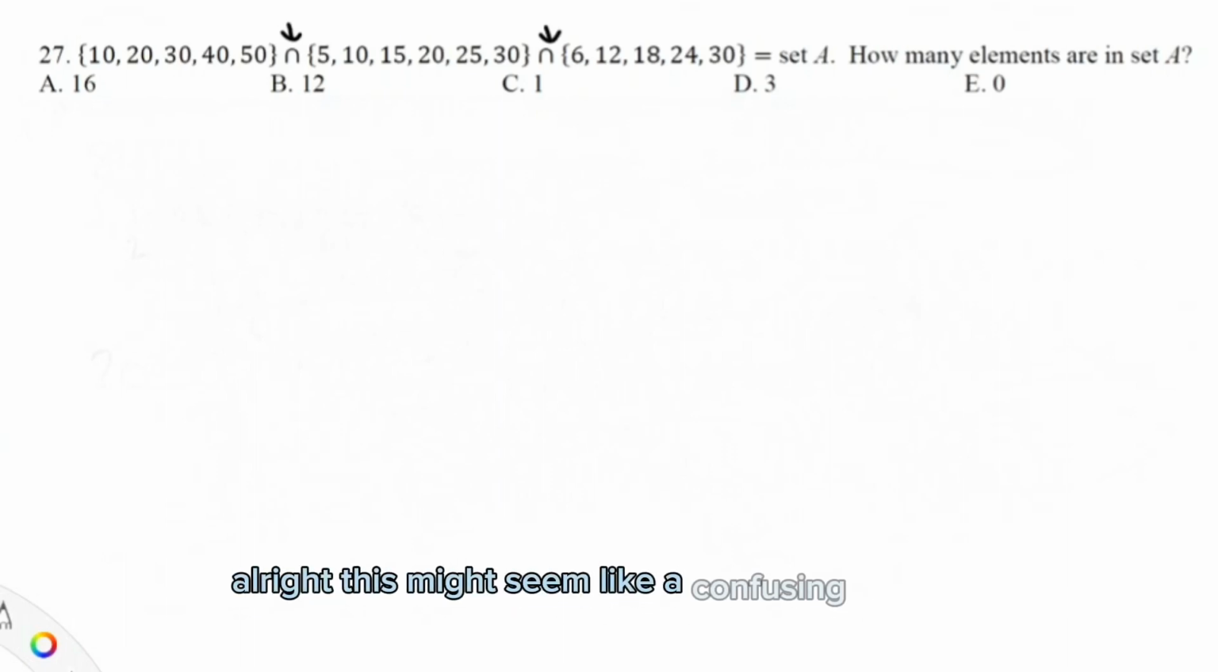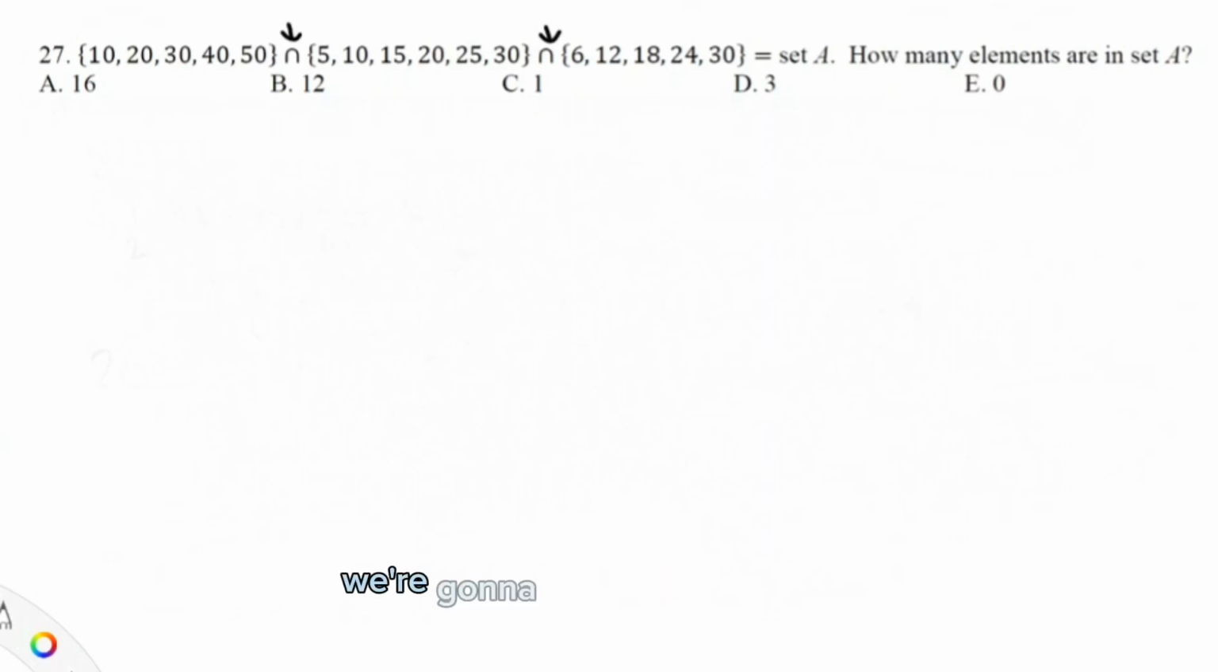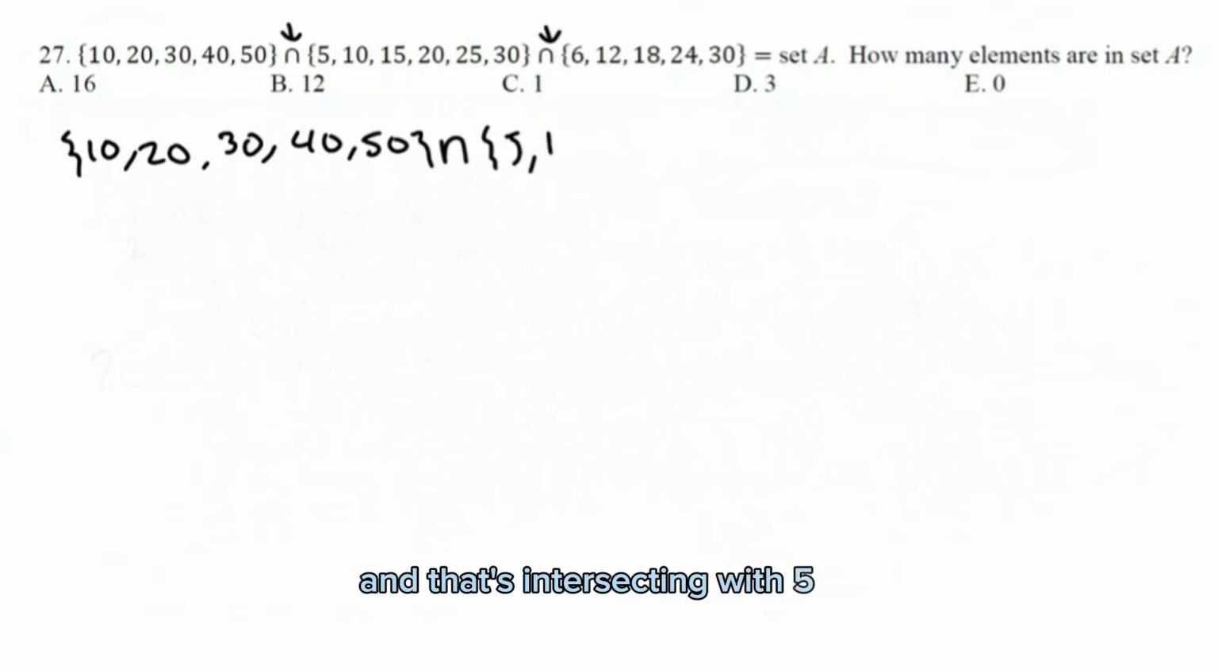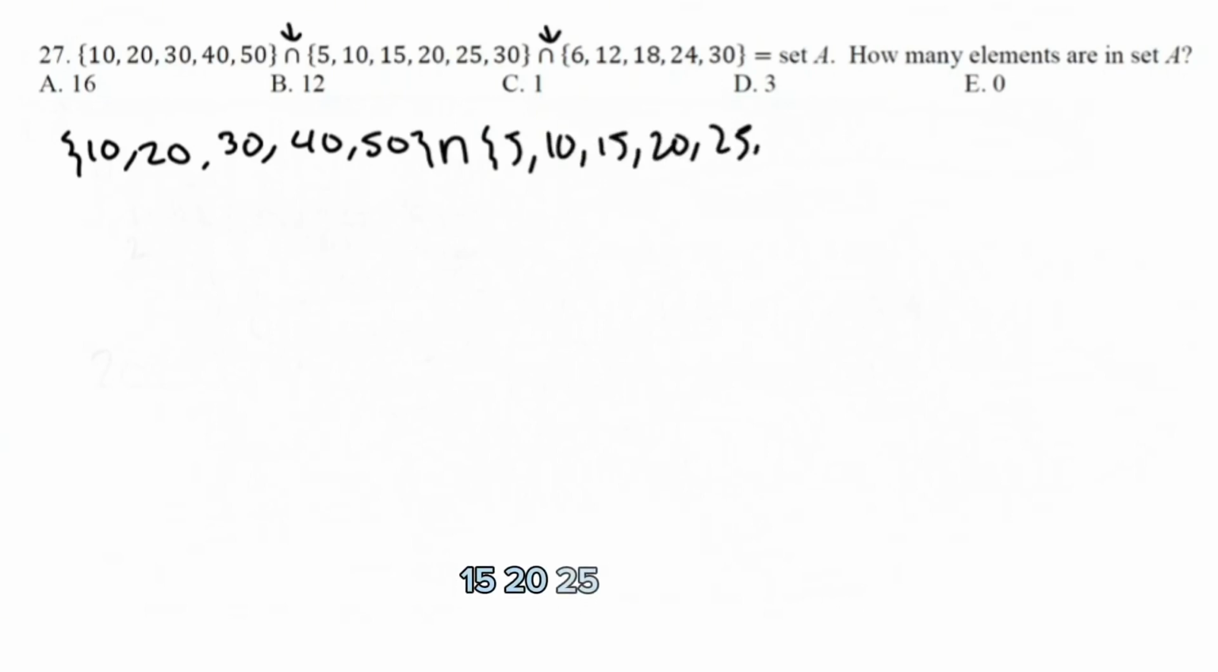Alright, this might seem like a confusing problem, but it's actually pretty simple. We're going to take one set at a time. So we have 10, 20, 30, 40, and 50. And we have this in one set, and that's intersecting with 5, 10, 15, 20, 25, and 30.